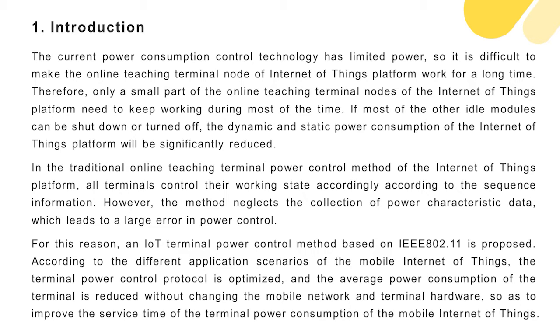In the traditional online teaching terminal power control method of the Internet of Things platform, all terminals control their working state according to the sequence information. However, the method lacks the collocation of power characteristic data, which leads to a large error in power controller. For this reason, an IoT terminal power controller method based on IEEE 802.11 is proposed according to the different application scenarios of the mobile Internet of Things.